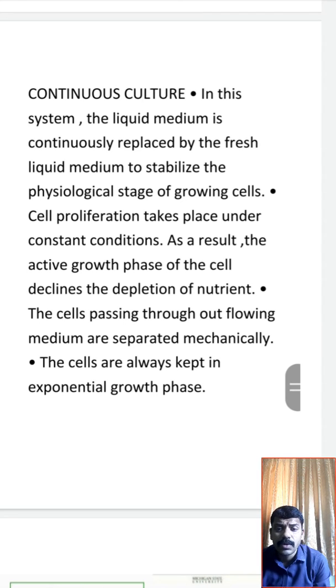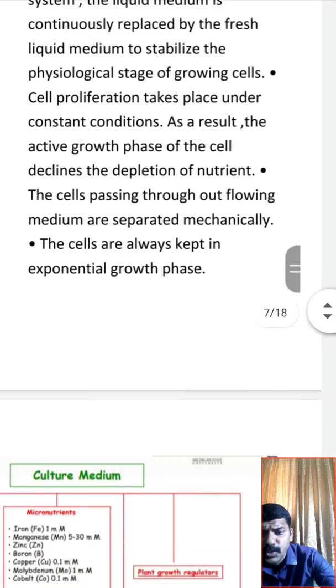As a result, the active growth phase of the cell declines the depletion of the nutrient. The cell passing through outflowing medium are separated mechanically. The cells are always in the exponential growth phase. Cells will never be in a mode where their growth is limited, because continuously you are adding new fresh media.